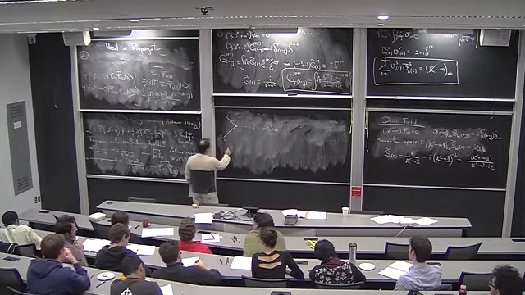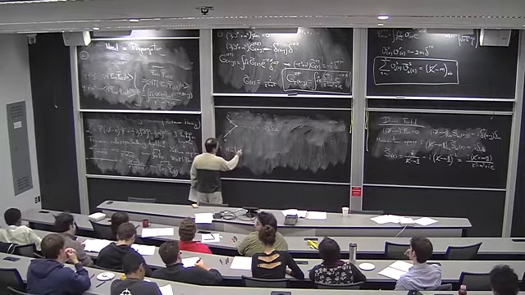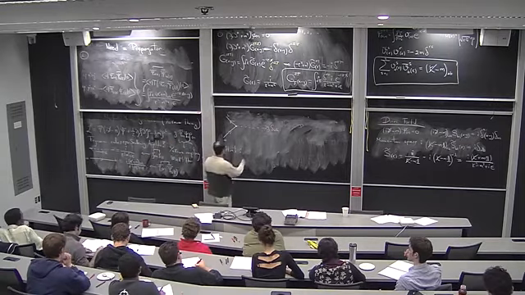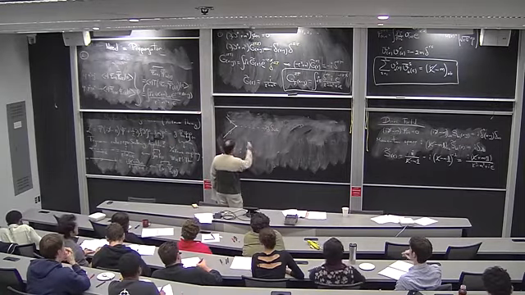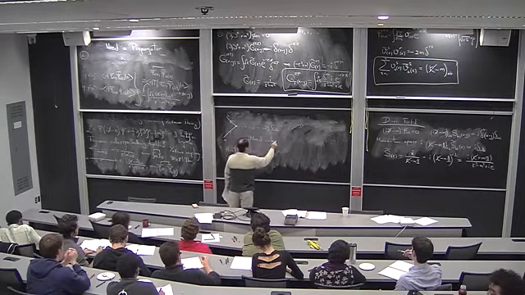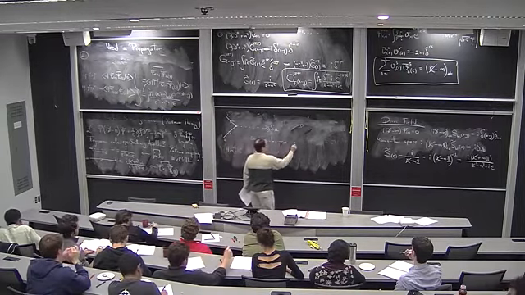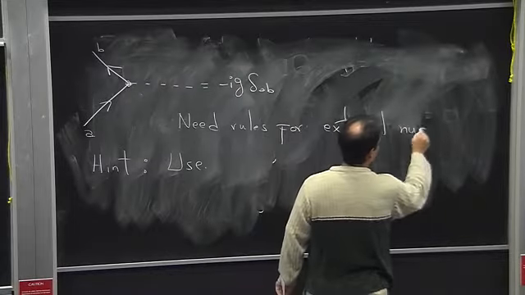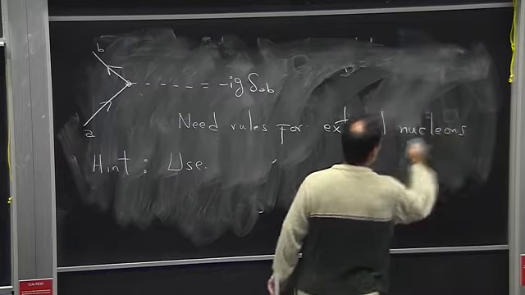But let me give you a hint. And you can try to think about this using our thought experiments. And the hint is, well, we need rules for external nucleons and antinucleons.